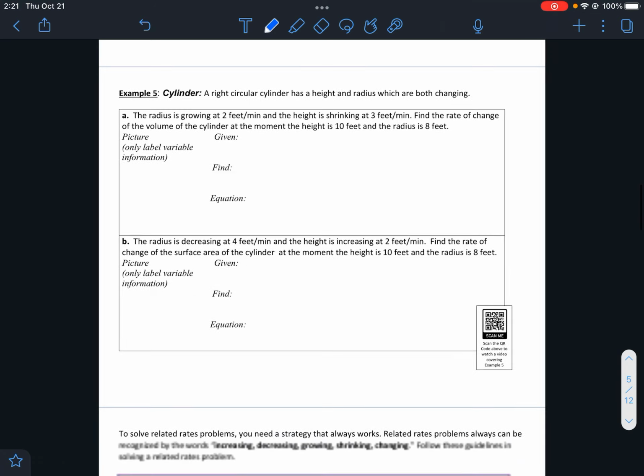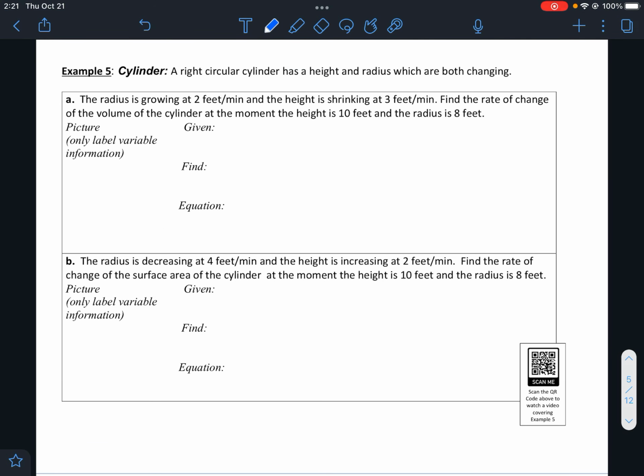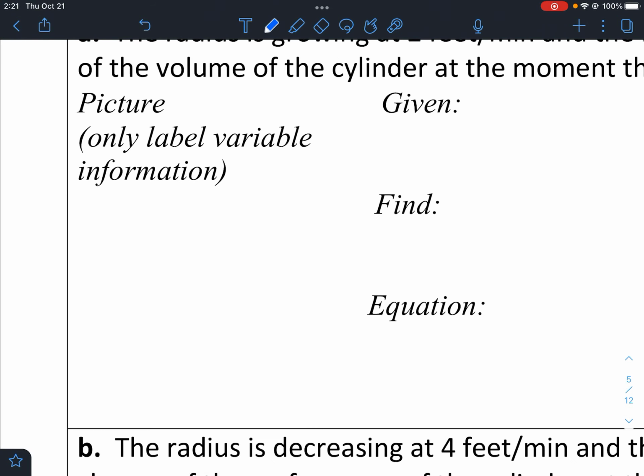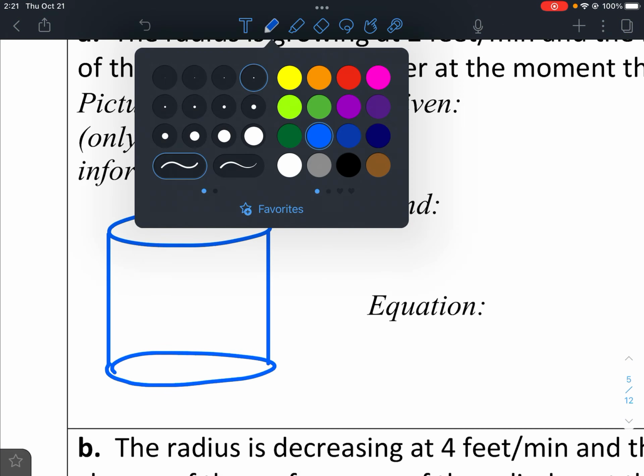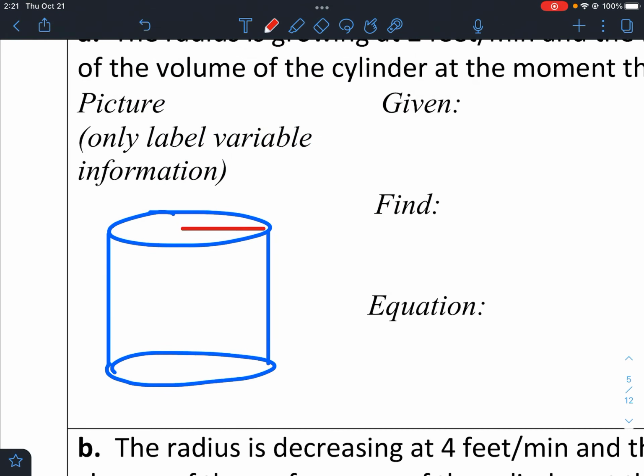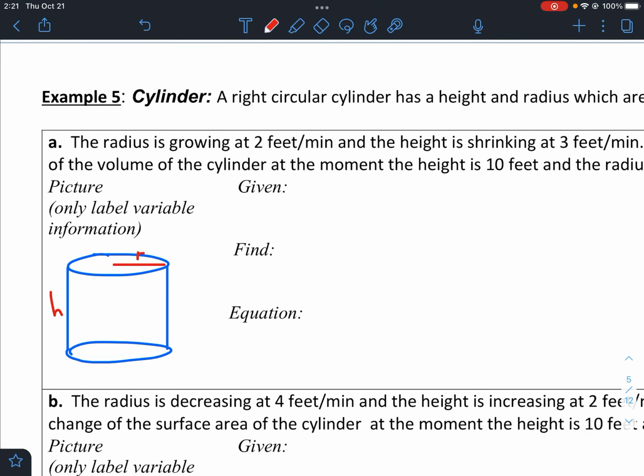Okay, example 5. Talk about a cylinder this time. A right circular cylinder has a height and radius which are both changing. So let's start by drawing a cylinder. The cylinder has a circular top and a circular bottom. It also has a radius and a height that are changing. The radius is growing at 2 feet per minute, all right? So dr/dt equals 2 feet per minute.